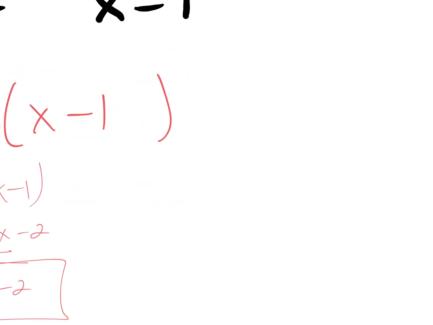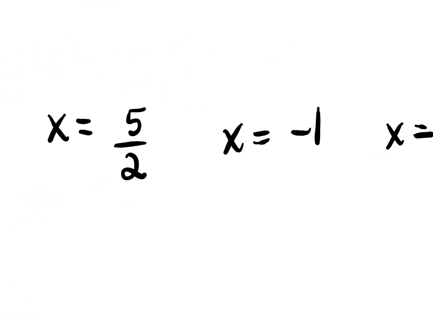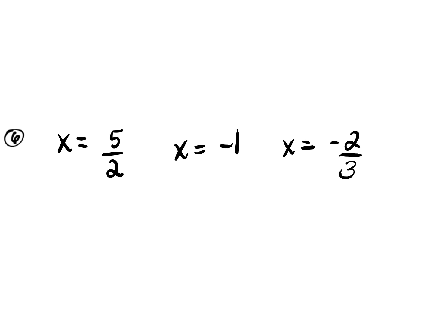All right, look at the last one. This one's a little bit longer. What should my highest exponent be in my polynomial? Good. So I have 3 parentheses. This first parenthesis is x minus 5 over 2. This is x plus 1. And this is x plus 2/3, right?